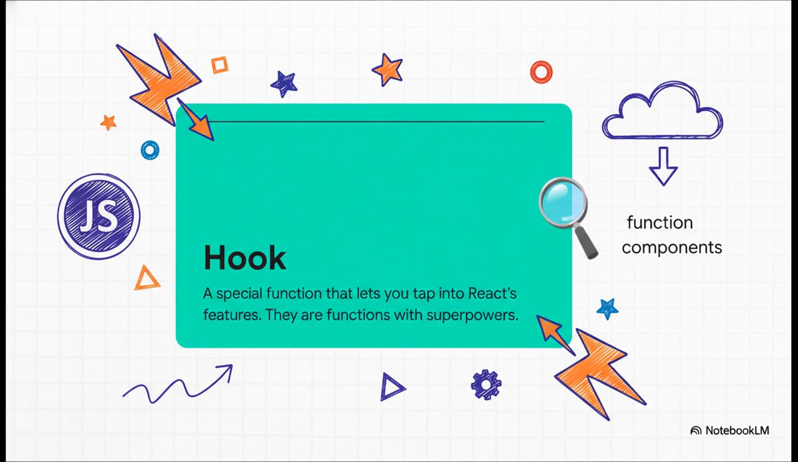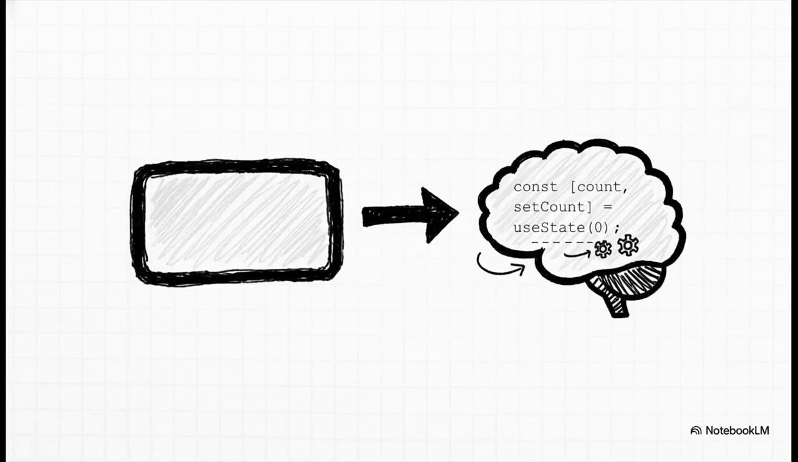The first, and by far the most common superpower, is useState. This is literally how you give your component a memory. In this little line of code, count is our piece of data. That's our state. And setCount is the special function React gives us to update it. It's really as simple as that.